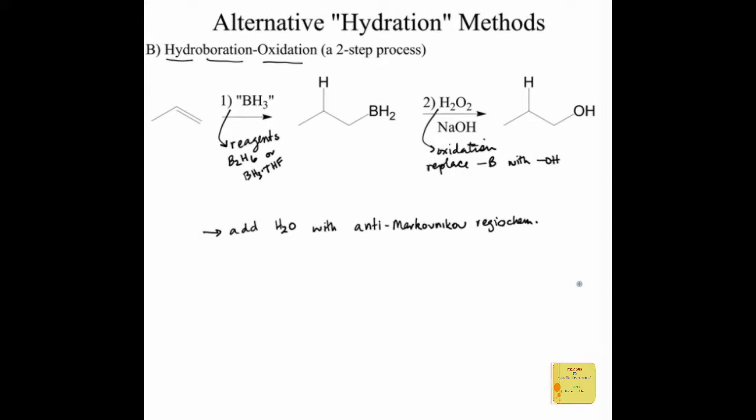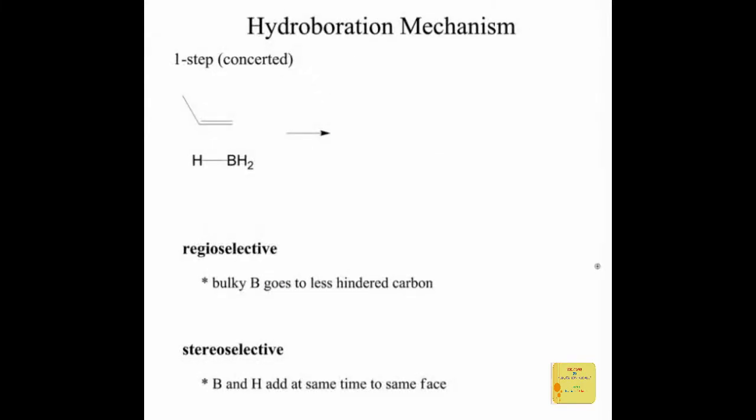And so this is kind of interesting because now it gives us a method we can use to get the opposite regiochemistry of the other methods. So let's take a look at the mechanism to understand where it goes, and some details of the product that unfolds. Okay, this first step, the hydroboration, is our first step. We had a hydrogen and a boron. This is a one-step mechanism, so we describe it as a concerted reaction.